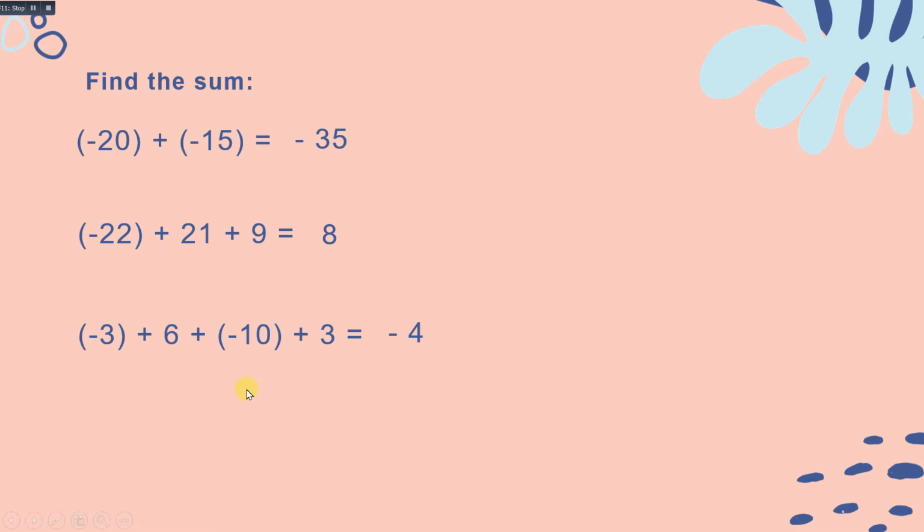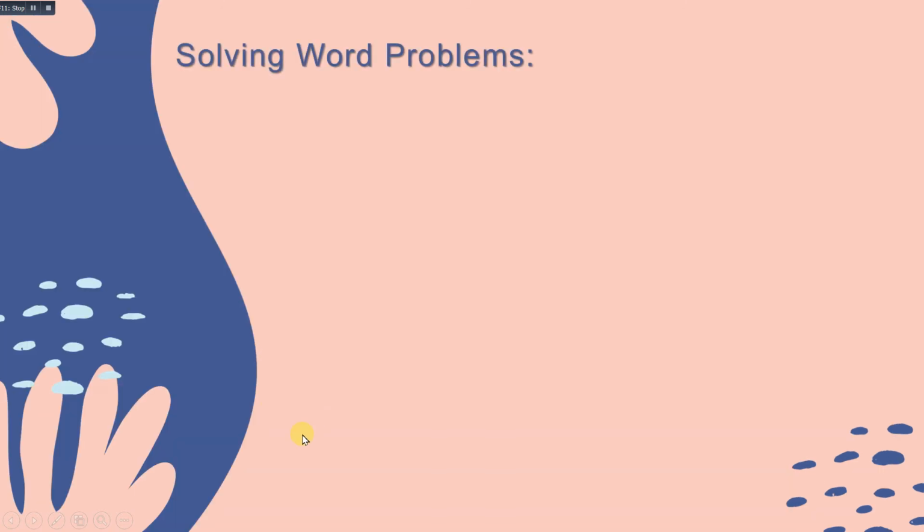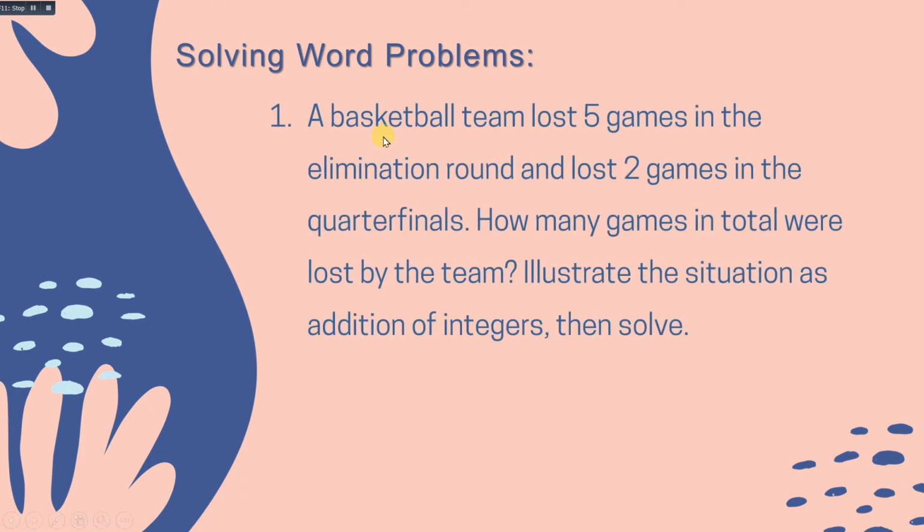So I have here the problem. A basketball team lost 5 games in the elimination round and lost 2 games in the quarterfinals. How many games in total were lost by the team? Illustrate the situation as addition of integers, then solve.